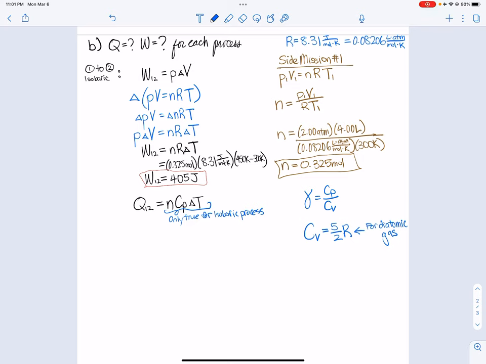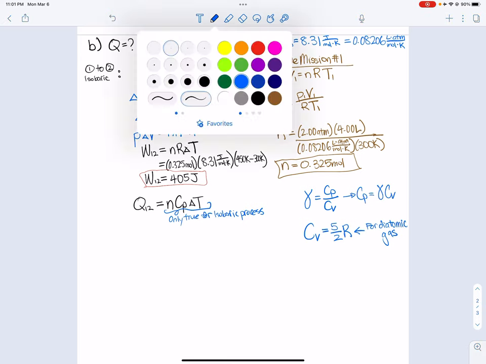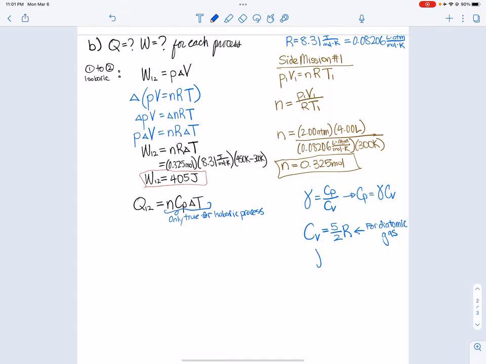So then instead of writing Cp, I'm going to say Cp is equal to gamma times Cv, right? So what else do I know? I know that for a diatomic gas, gamma equals 1.40, right? That's the value of the ratio of molar heat capacity for a diatomic gas.